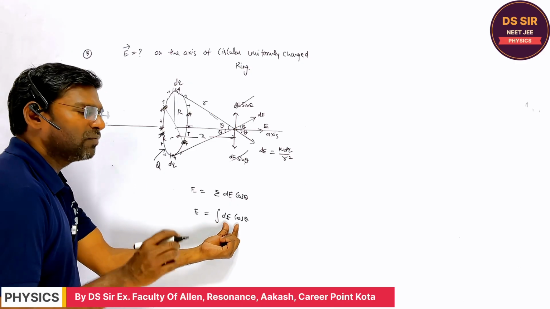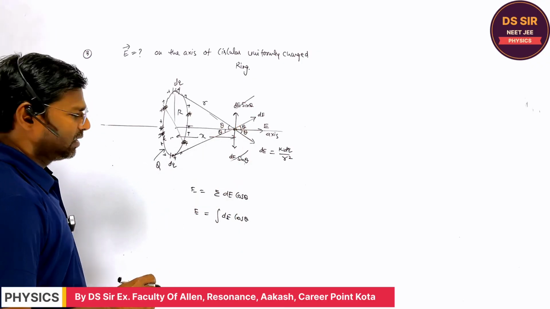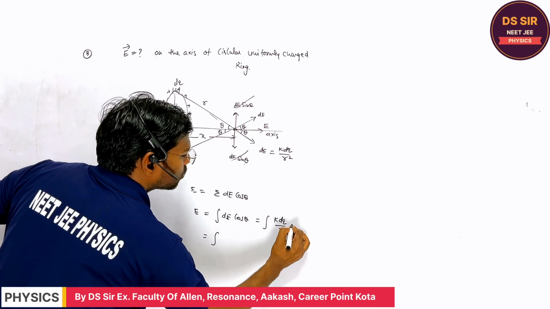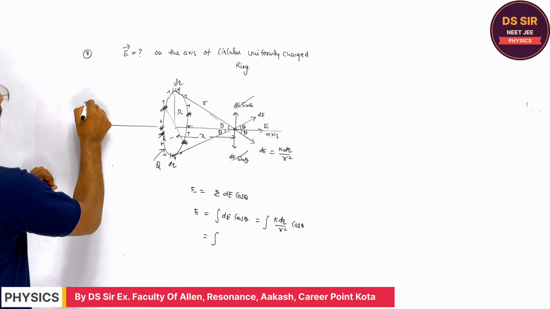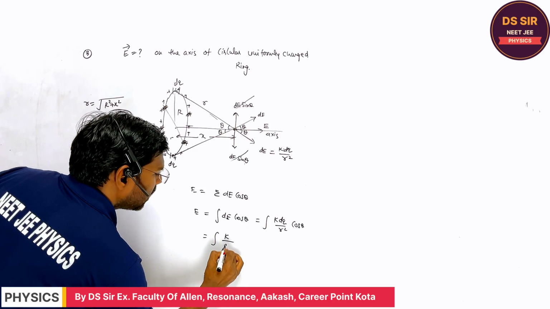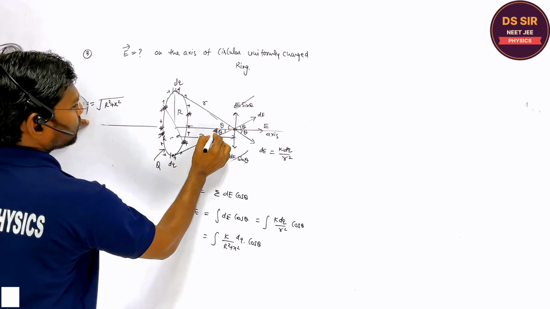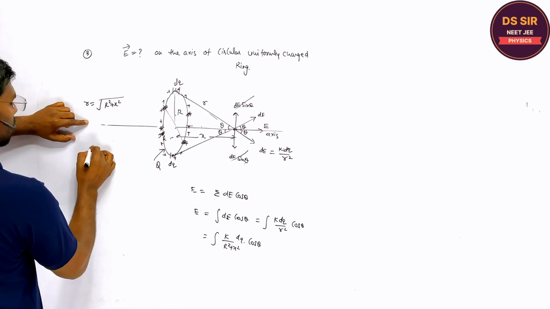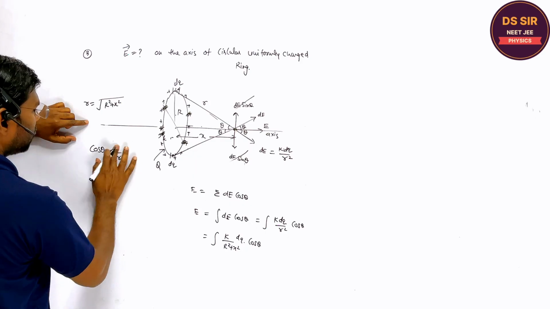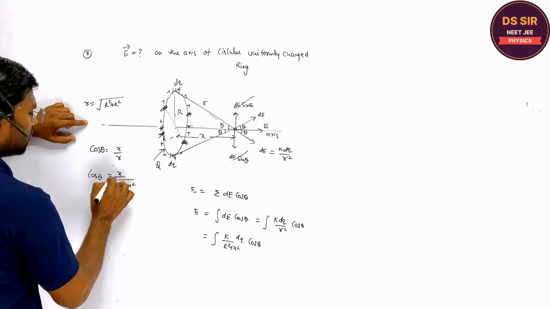So all the cos components of dE will be added to give the net electric field over there. And what is the value of dE? It is k dq upon r square into cos theta. What is r? This r is root over R square plus x square. So I will write k upon R square plus x square, dq into cos theta. What is cos theta? If this is x, this is R, cos theta is base upon hypotenuse, so the hypotenuse is root over R square plus x square.